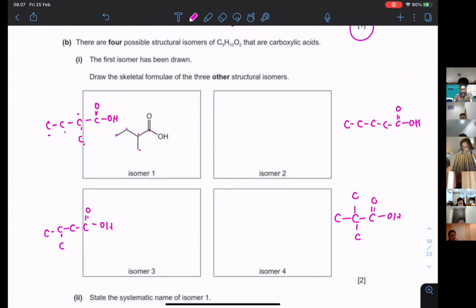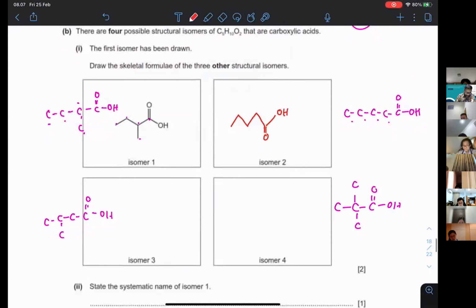So, drawing skeletal formula. 1, 2, 3, 4, 5. And then OH, O, and then OH. Here, 1, 2, 3, 4. Double bond O, OH. Carbon number 2, another C.